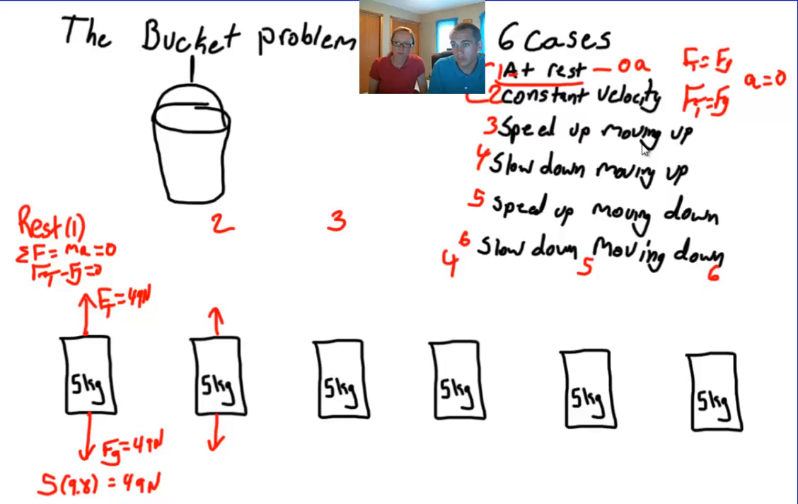So to speed up and move up, I know I still have Fg acting down. Okay, so here's Fg. But I'm speeding up, so I do have acceleration, so I've got an unbalanced force. I like to draw my arrows showing how big my next force is compared to that one. Right, that's a good idea. So speed up, moving up means my tension needs to be greater than my gravity.